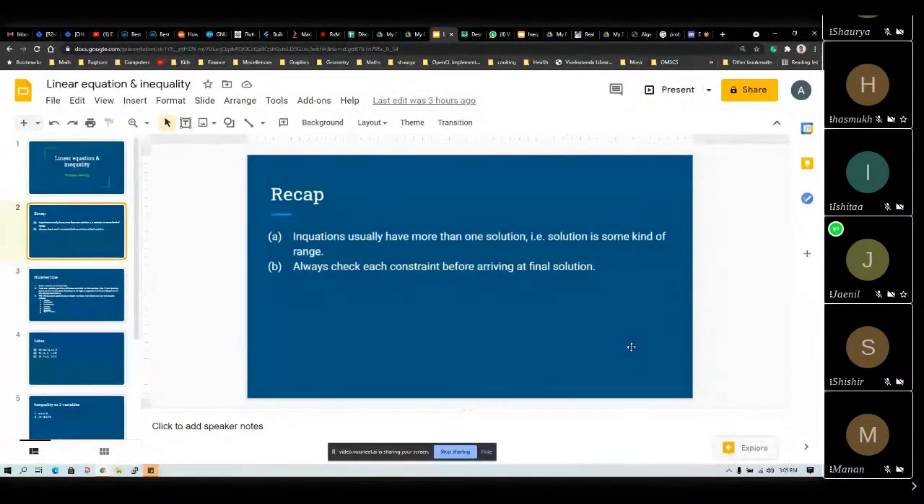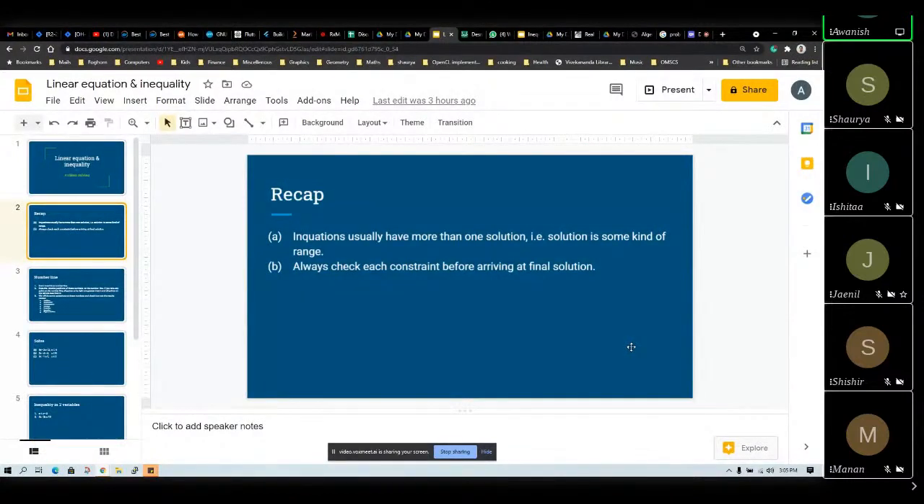We can start. From yesterday's session, what we know is that for inequations, we will usually have more than one solution. That means we get some kind of range as our solution, not a single value that we usually get in the equations world where two things are equal. These are unequal, so we'll usually get a range.